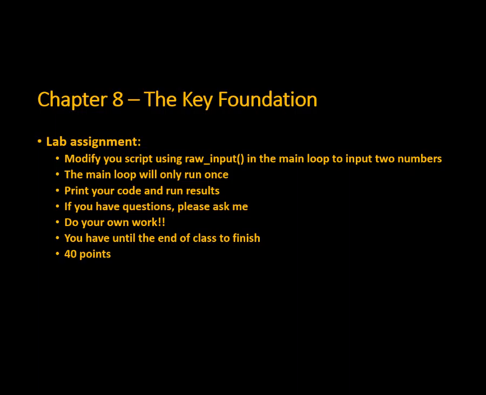I want you to modify your script using raw input in the main loop to input 2 numbers. The main loop is only going to run once. Print your code and the run results. If you have questions, ask me. Do your own work. You have until the end of class. This is worth 40 points. I'll tell you right now, you can modify 2 lines of code and be done in 2 minutes if you think it through and analyze what's required.